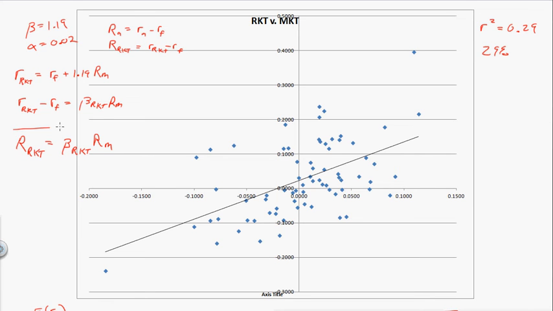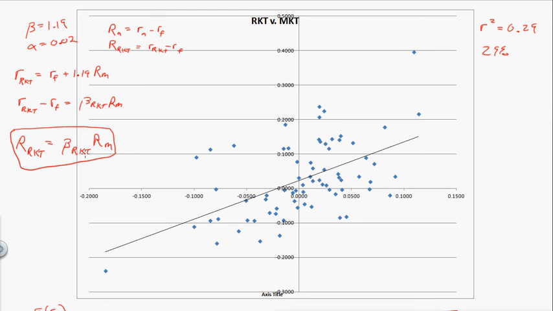So I have this model that tells me how I price a stock, how I determine what return on Rock 10 I should get: the risk-free rate plus the market risk premium times the beta of Rock 10. This is the actual data, and I can tell you from the Excel output that only 29% of the variation of returns of Rock 10 is explained by the market. That leaves 71% unexplained, which tells you immediately there's a problem with the CAPM. The model doesn't explain everything.